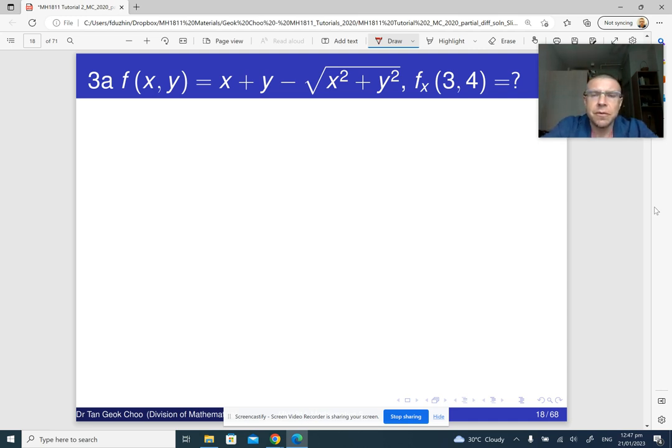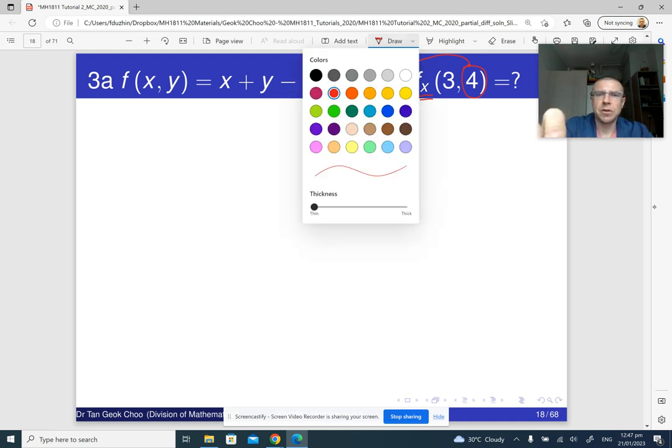All right, so here we've got to find the partial derivative with respect to x evaluated at the point (3, 4). Now, I usually find it easier to substitute the given values first and then differentiate. Since we are differentiating with respect to x, we can substitute 4 instead of y, and then differentiate with respect to x.